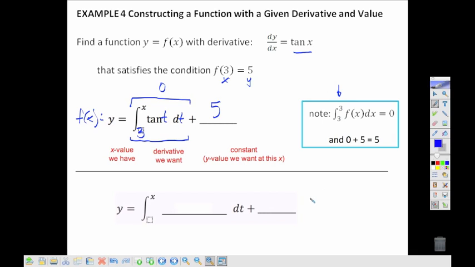If we think about this in terms of using area, I've got a function, and I don't really know, this is going to start me at 5, and then when I move on to any other value of x, we're adding to 5, or if we're going backwards, we're taking away from this value of 5, because that's our y value at that point. So the key here: plug in the x value you have down here as your lower limit, plug in the derivative that you want as your integrand, and then the constant value, the y value that you want at that point, is what you're going to add on as a constant at the end.